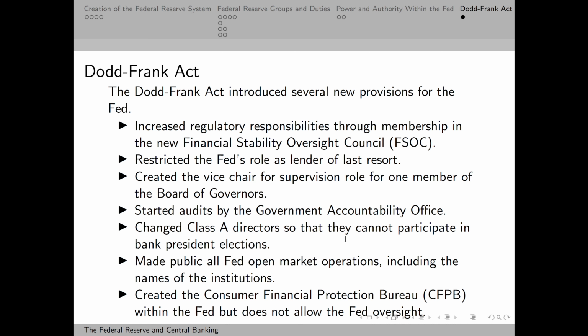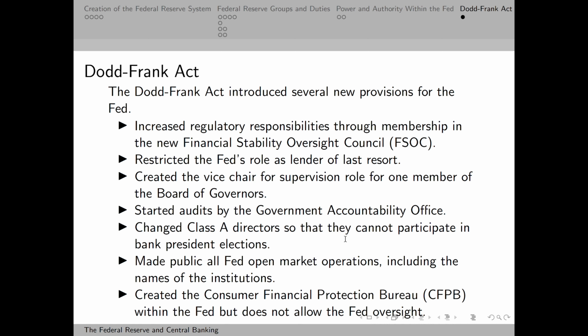It created the vice chair for supervision role, which is always going to be one of the board of governors and not the chair. And their job is supposed to be leading supervision within the Fed. They also started annual audits from the Government Accountability Office, and these audits are reported to Congress so Congress can get a little bit of a better idea of what's going on at the Fed. They also changed Class A directors, so if you remember, those are banking representatives, so that they cannot participate in bank president elections. So this is to try and limit the power that the banking system has on the Federal Reserve's proceedings.